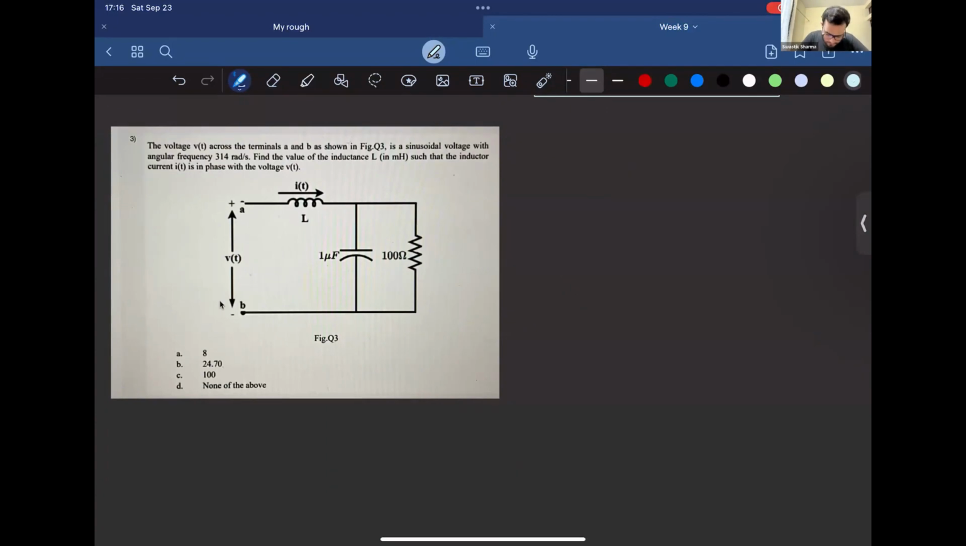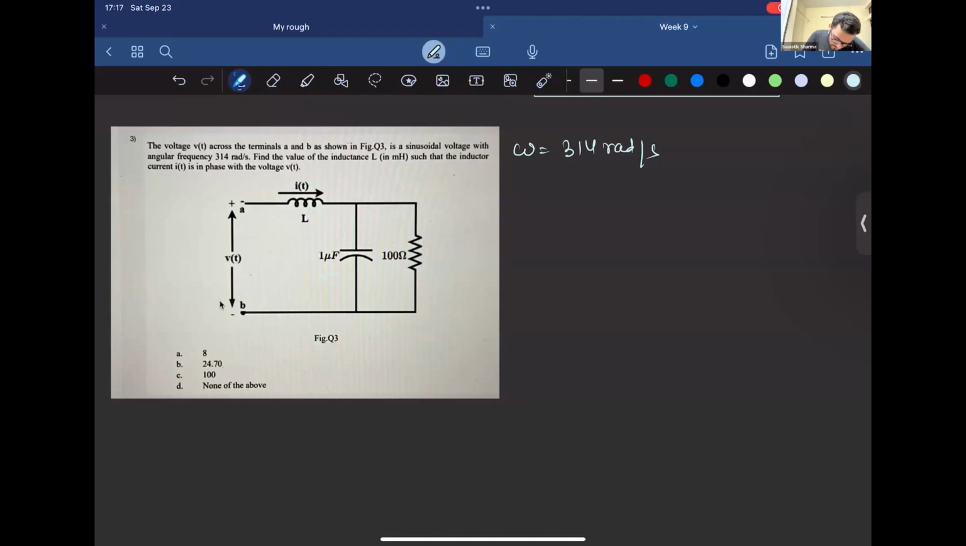So let's do this question. What is it saying? A voltage VT is across the terminals A and B, which is a sinusoidal voltage with angular frequency 314 radians per second. That means it's 100 pi. We have to find the value of inductance L in such a way that the inductor current is in phase with voltage. So what we did previously: equate the imaginary part to zero, so that the complex term is just the real part.